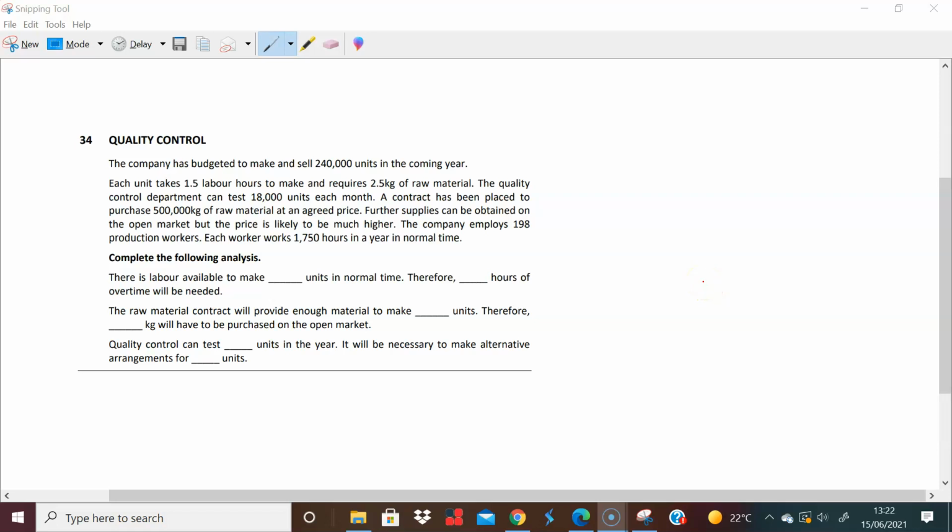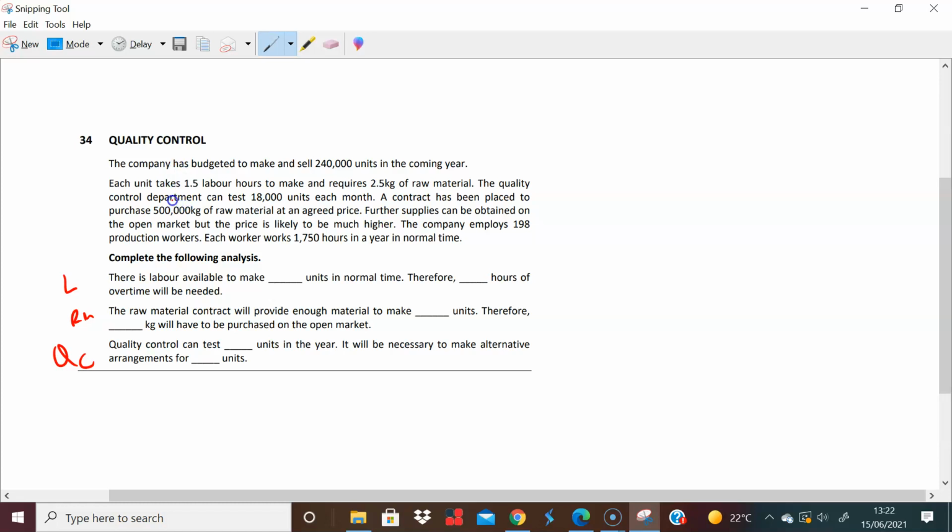Okay, question 34 looks like a 35 and 36, so this should cover for those two questions. It says a company has budgeted to make 240,000 units. They take you through it, so please pause this and read it. What we're going to do is take it step by step. You can see here we have a labor budget, then a raw material budget, and then we have some work to do on quality control. So let's look at the situation.